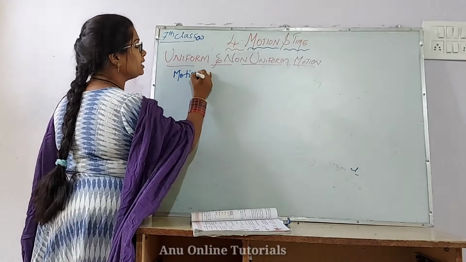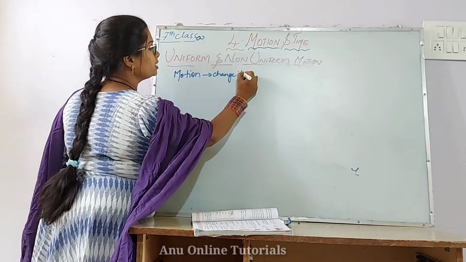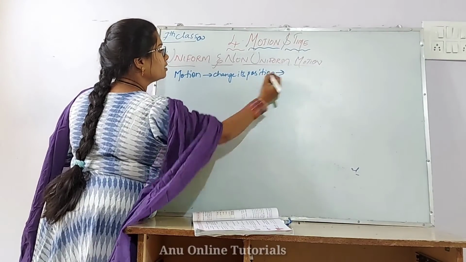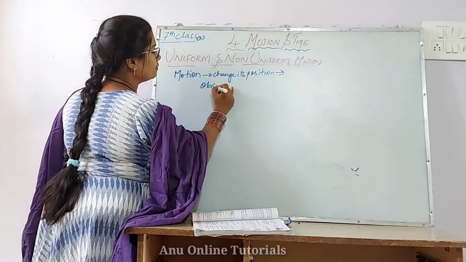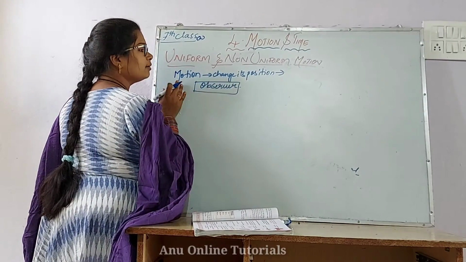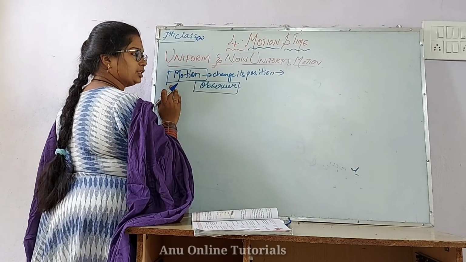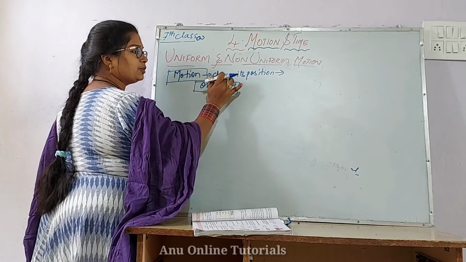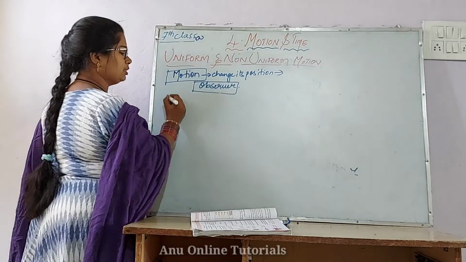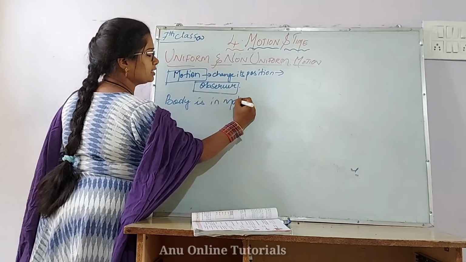when it changes its position with respect to the observer. If there is a change in position with respect to the observer, then we say that the body is in motion, as we discussed before.